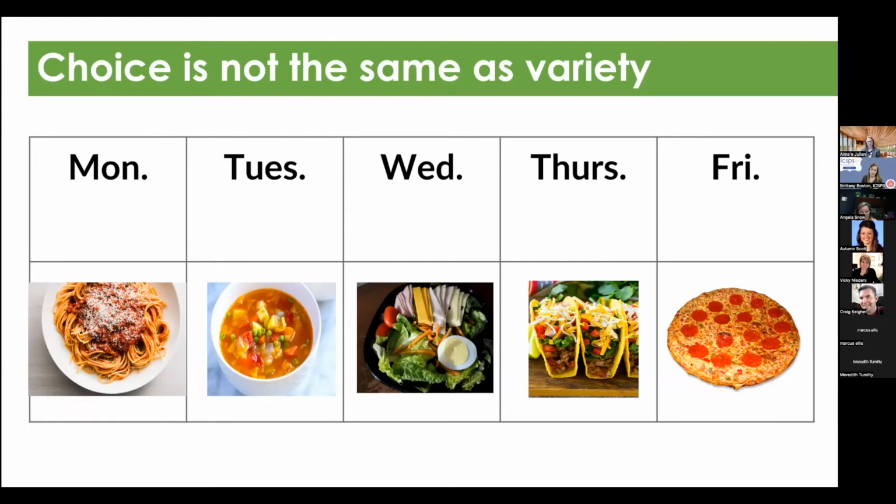So you can see we have our little menu here, Monday through Friday. Now we can look at it as a school lunch for our kids, or if you're a meal prepper like I am, it could be your schedule for dinner at home every night. So Monday we have lasagna. Tuesday it looks like we have sort of a vegetable soup. Wednesday, a Cobb salad. Thursday, we're doing tacos, and Friday, we're doing pizza.